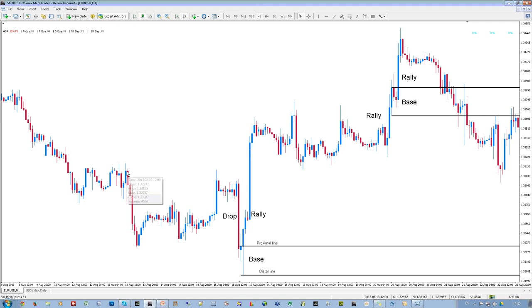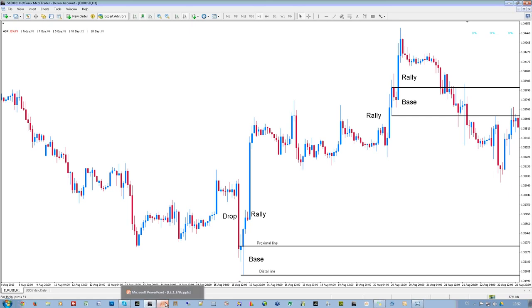For a supply level it is like this: the first leg is up to the upside, leg up, base, and then drop. This is the first leg, base, and then second leg.